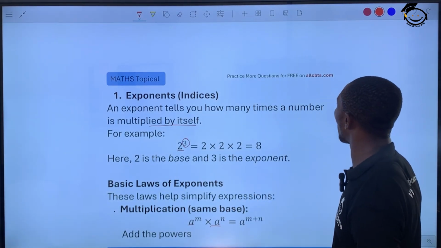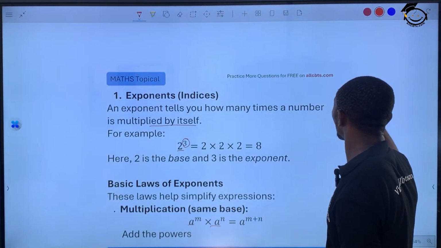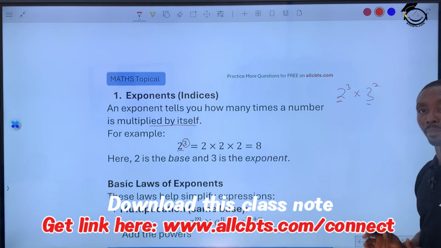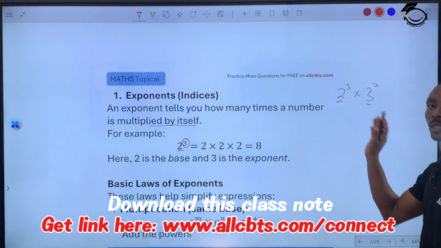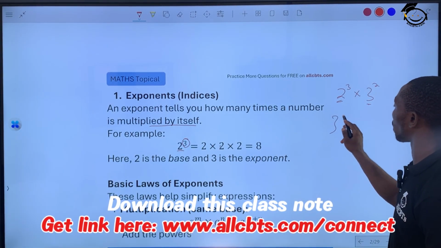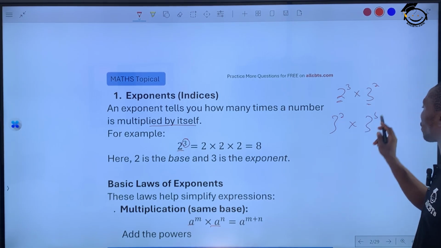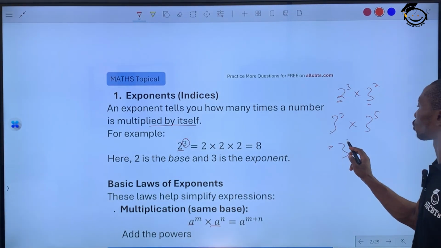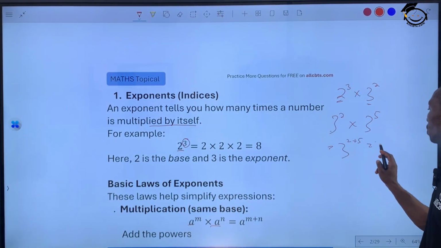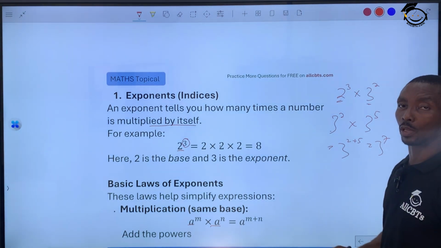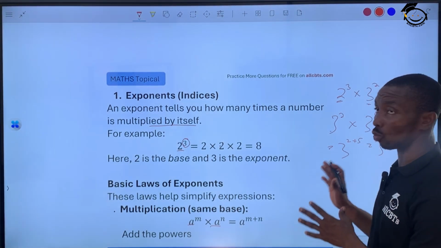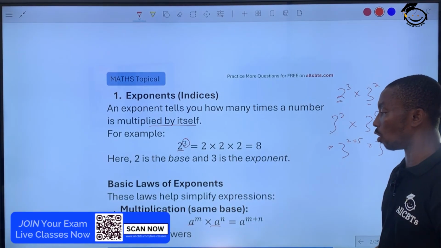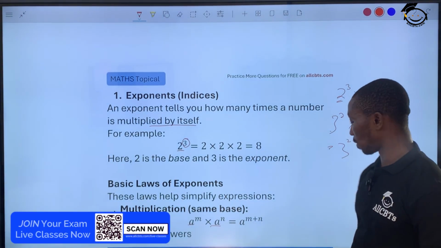Say for example, we have 2 raised to power 3 times 3 raised to power 2. Now, the bases here are not the same, so we can't add these exponents. But if we have 3 raised to power 2 times 3 raised to power 5, then since we have the same base, this becomes 3 raised to power 2 plus 5, which gives us 3 raised to power 7. So we need to understand when to apply the multiplication rule or law: when we have the same bases.